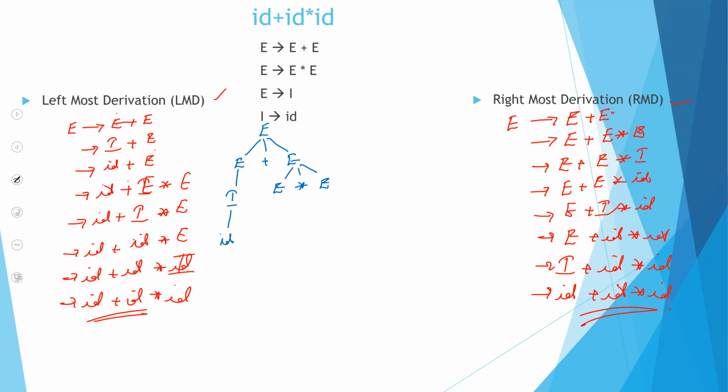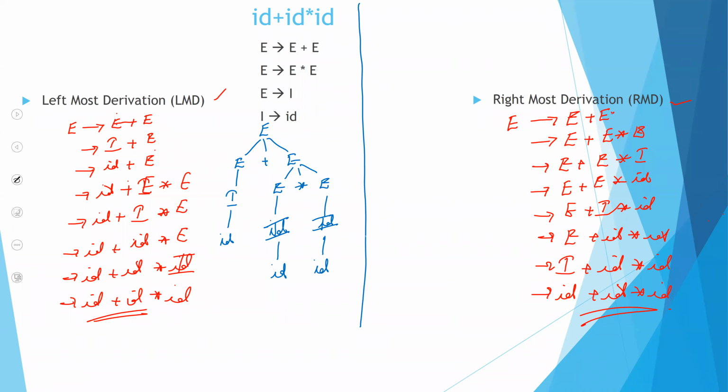After which this E changed into I. Sorry, this E changed into I. This I changed into ID. This into I again, and this into ID. This is the tree for my leftmost derivation.